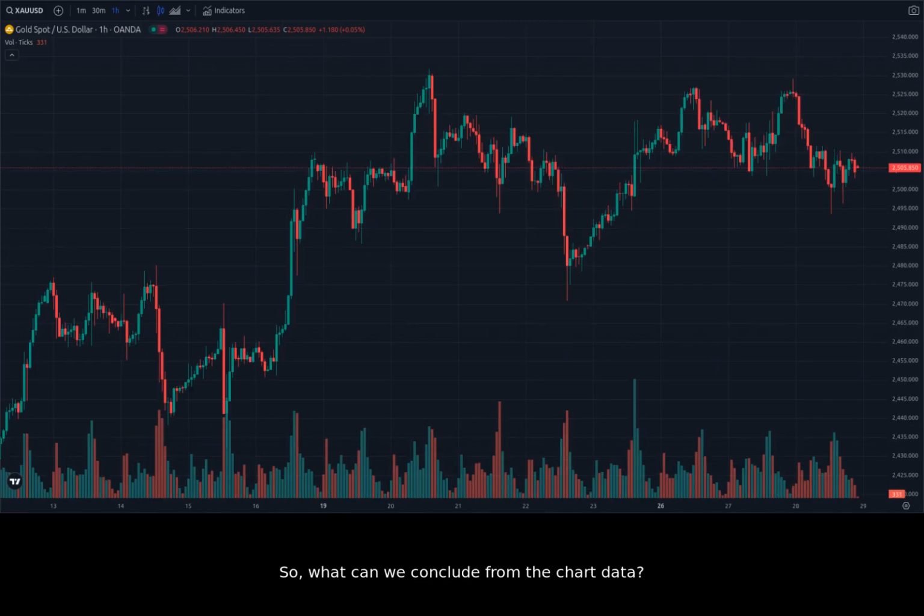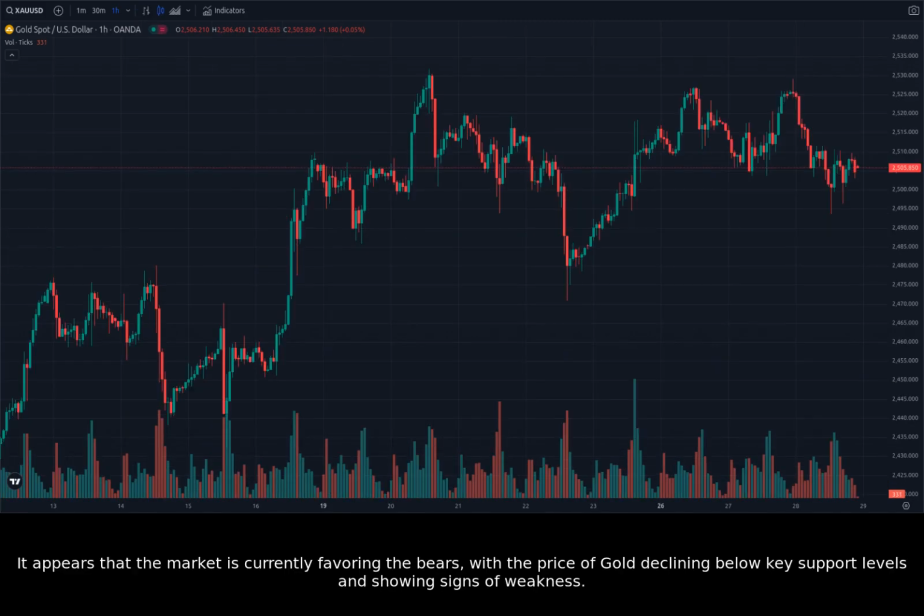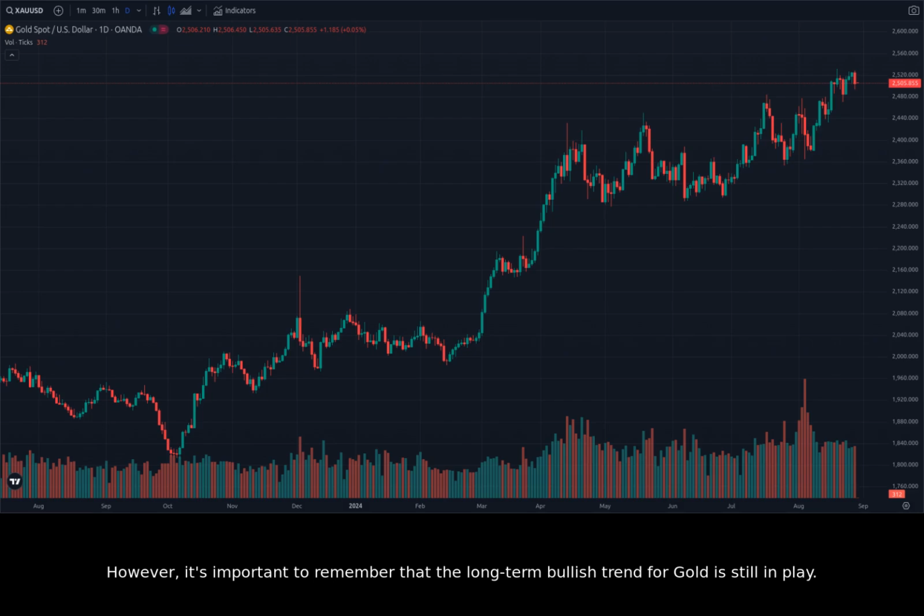So, what can we conclude from the chart data? It appears that the market is currently favoring the bears, with the price of gold declining below key support levels and showing signs of weakness. However, it's important to remember that the long-term bullish trend for gold is still in play. The recent decline could be a correction or a pullback within the larger uptrend.